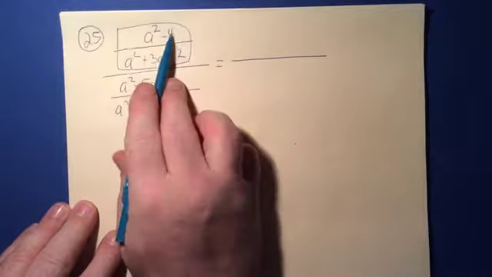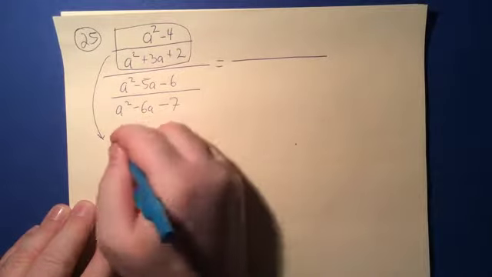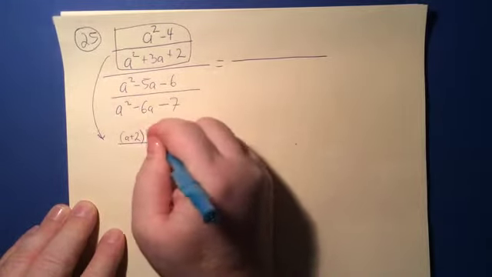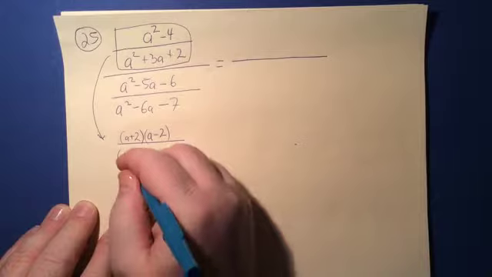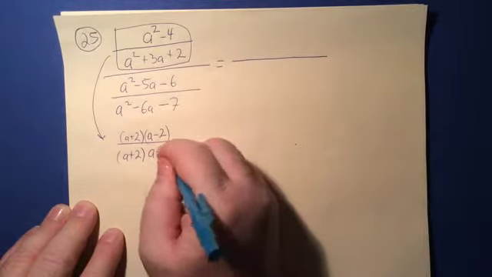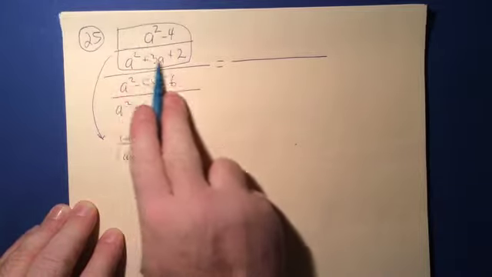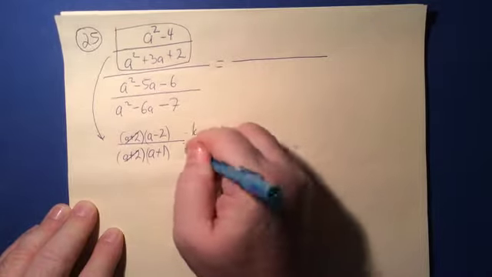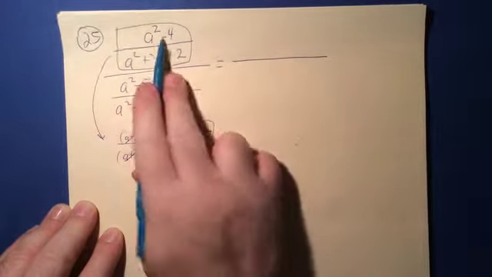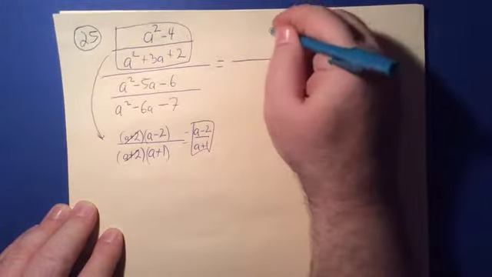So if I have a to the second minus 4, well, that's the difference of perfect squares. So I'm going to write the factors of this as a plus 2 times a minus 2. For a to the second plus 3a plus 2, I can write the factors as a plus 2 times a plus 1. Well, I can eliminate a plus 2, which is going to leave me with a simplified version of this rational expression on top as a minus 2 over a plus 1. And that's what I'm going to put back here, because a minus 2 over a plus 1 is equivalent to this more complex rational expression here.